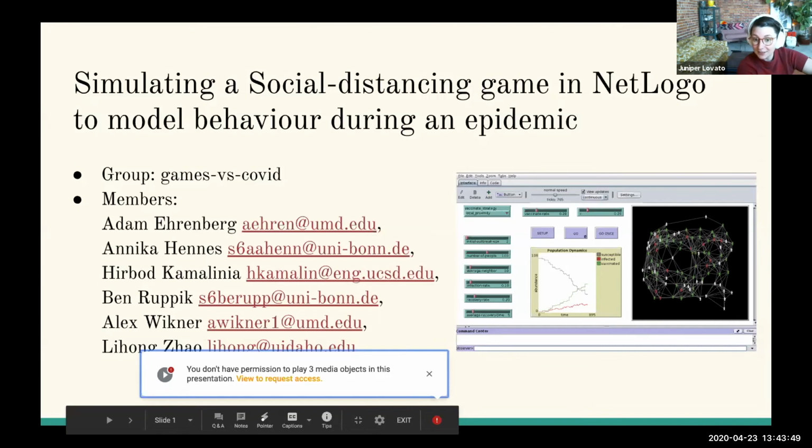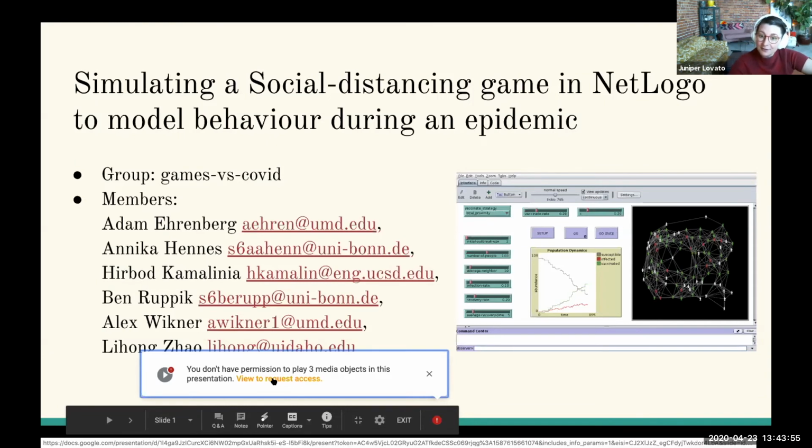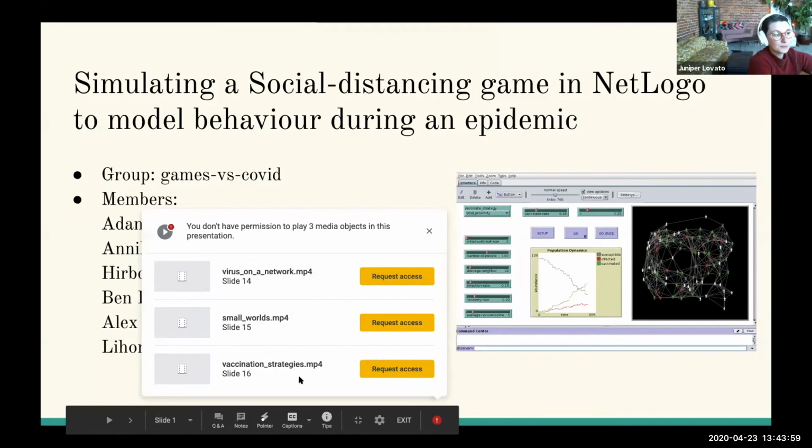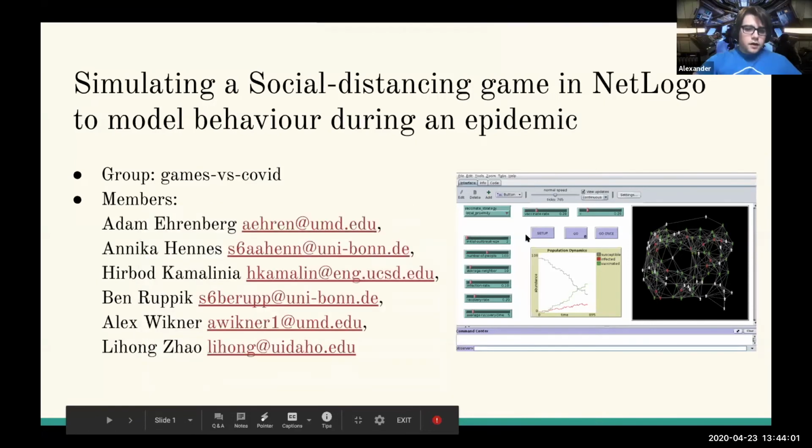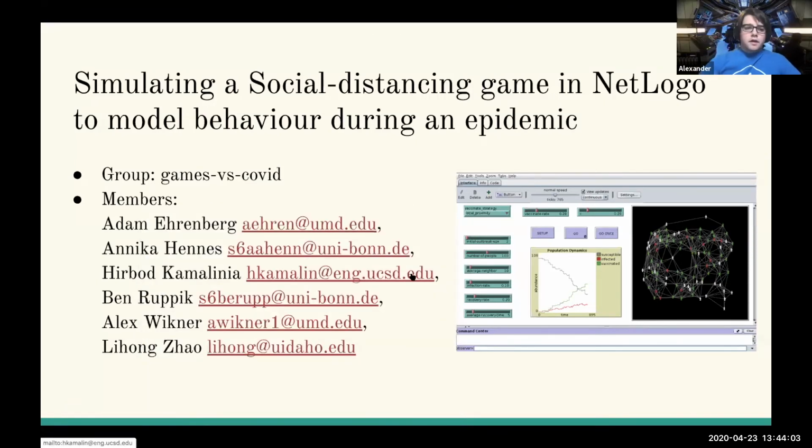they're going to be presenting a talk entitled Simulating a Social Distancing Game in NetLogo to Model Behavior in an Epidemic. So take it away. Okay, thank you everyone. So we are the Games vs. COVID group. We're made up of Adam, Annika, Herbod, Ben, Alex, and Lihong. And so I'm going to be talking about simulating social distancing game in NetLogo to model behavior during an epidemic.